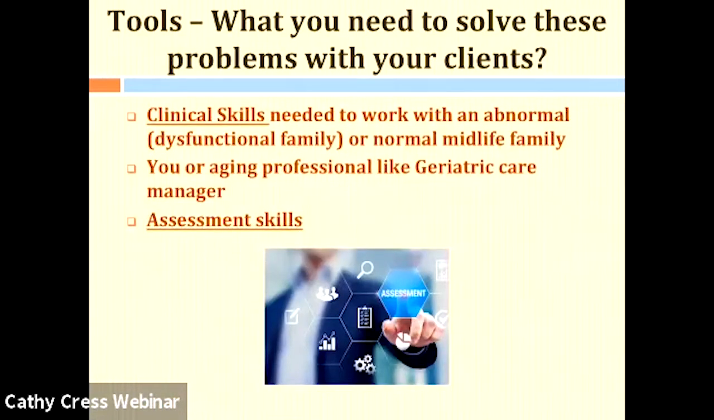Okay, clinical skills. Now we're going to get into the tools that you really need to solve these problems. The first one is assessment skills. And every one of you who is a geriatric care manager, any kind of aging professional, needs to really have assessment skills. And what I always say is you're very much like a doctor.